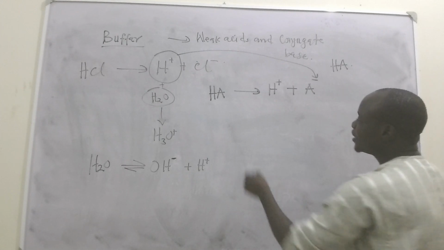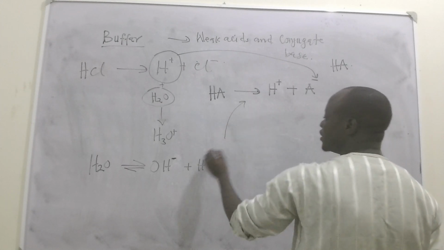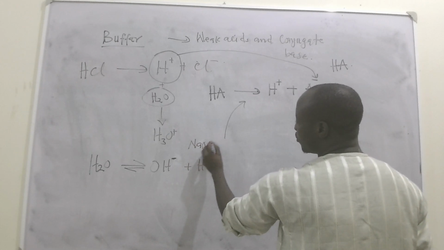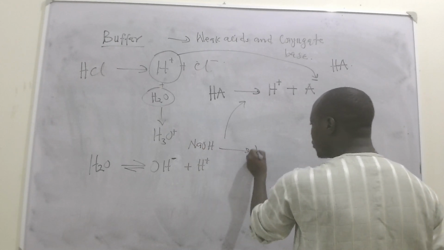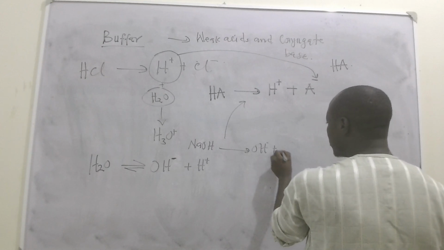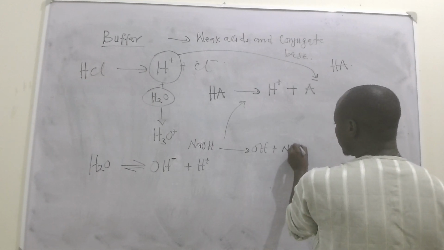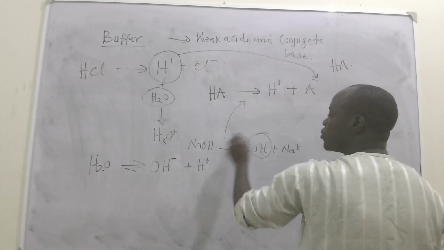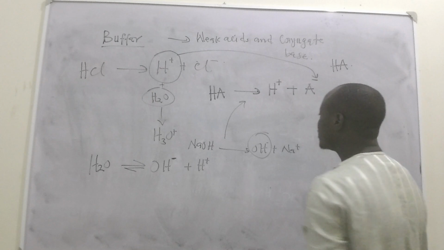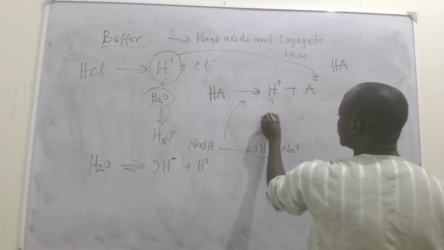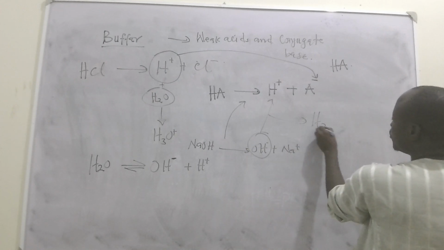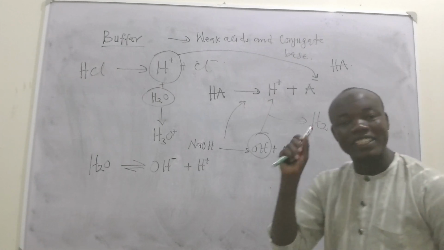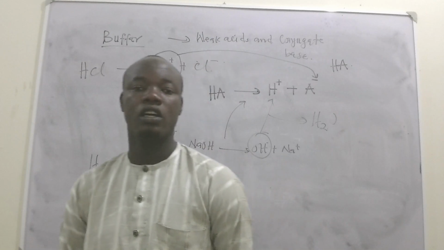And in a situation where you add a base, let's say sodium hydroxide, it will dissociate into OH minus plus sodium ion. So what will happen in this situation? The OH group from the strong base added will now be reacting with the hydrogen ion to generate a water molecule, which does not actually affect anything. So this is how a buffer system works.